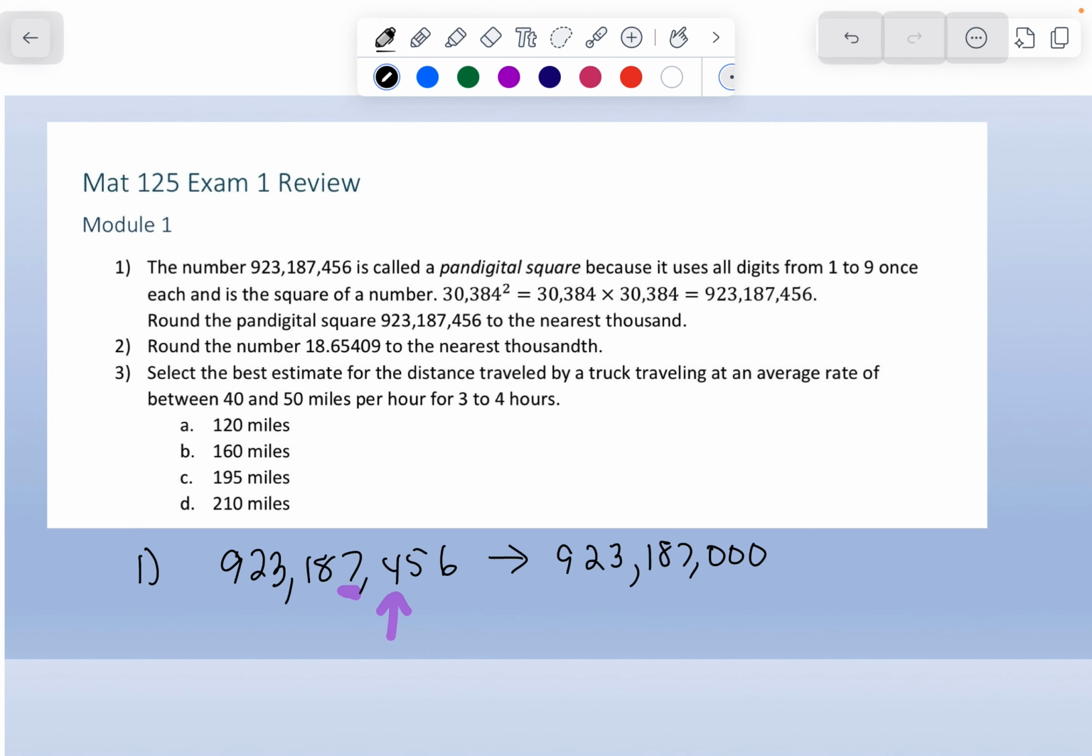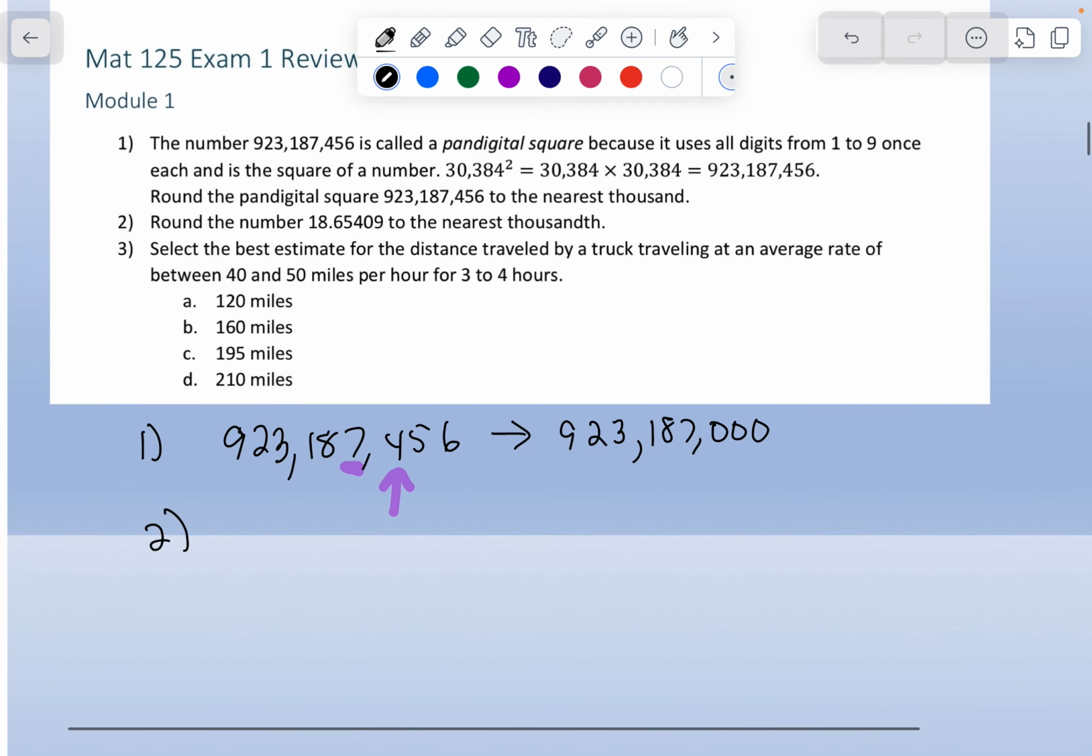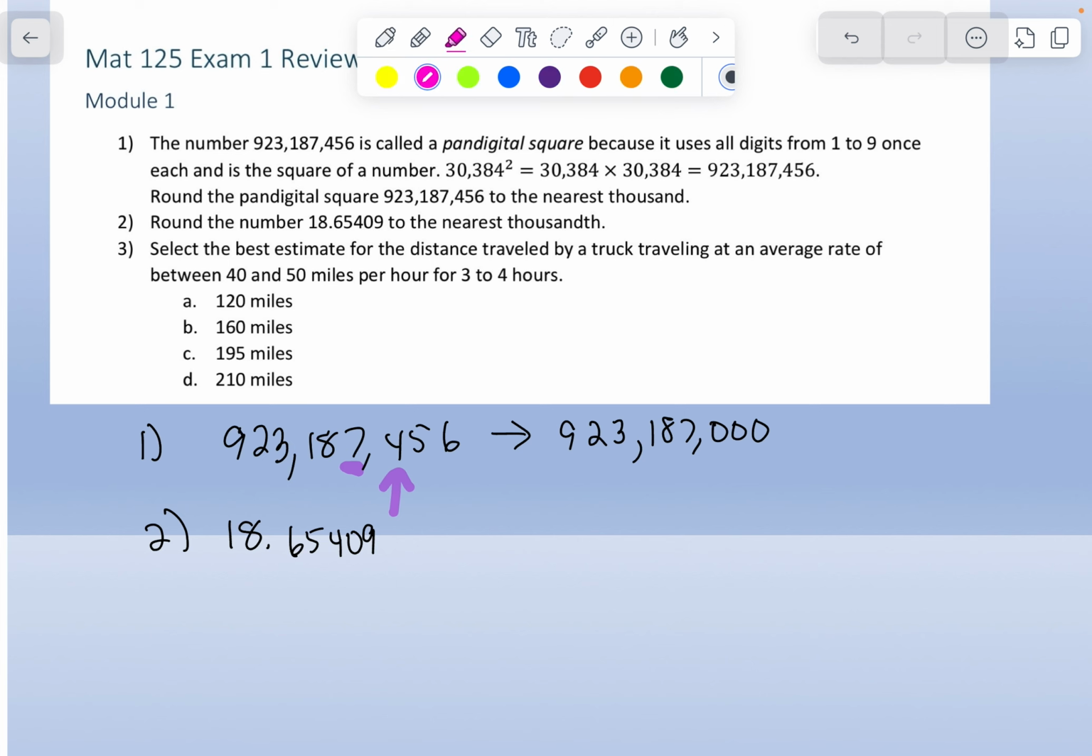Okay, let's take a look at number 2. It says we want to round 18.65409 to the nearest 1,000th. Now, again, 1,000 has 3 zeros. That can help you because the third spot here is the thousandths with a TH.